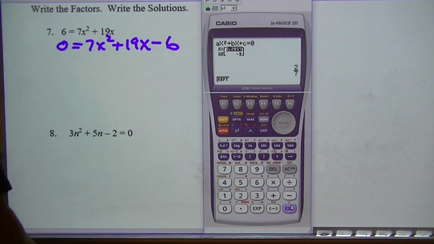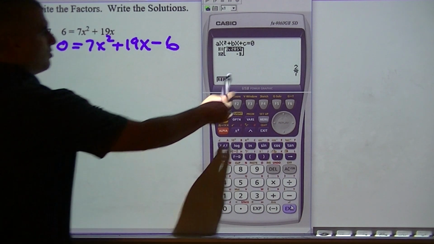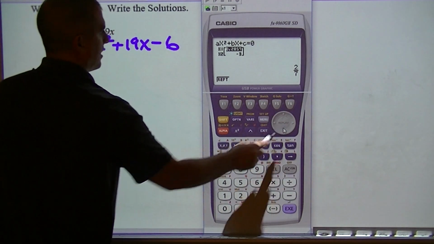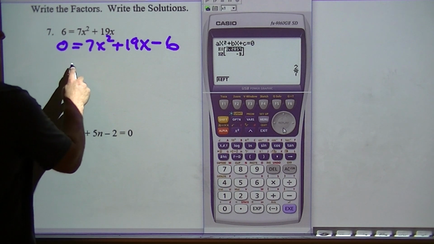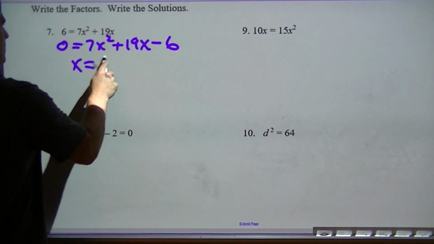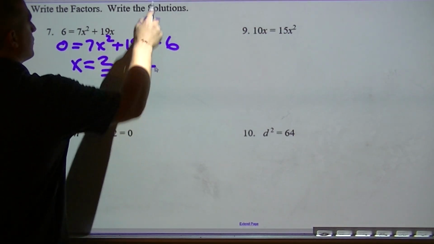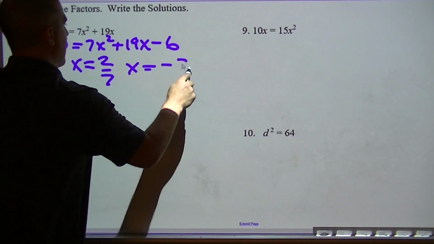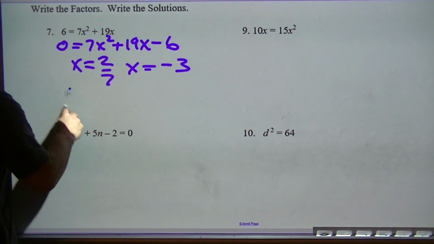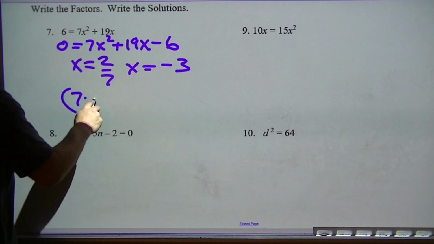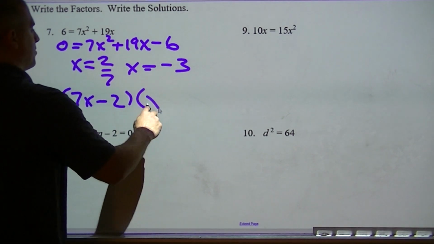So I got 7x minus 2, because that's what that would be, and this would be x plus 3. So my solutions are 2/7 and x equals negative 3. Now, as I write the factors, those are my solutions, I want to write 7x minus 2 and x plus 3.